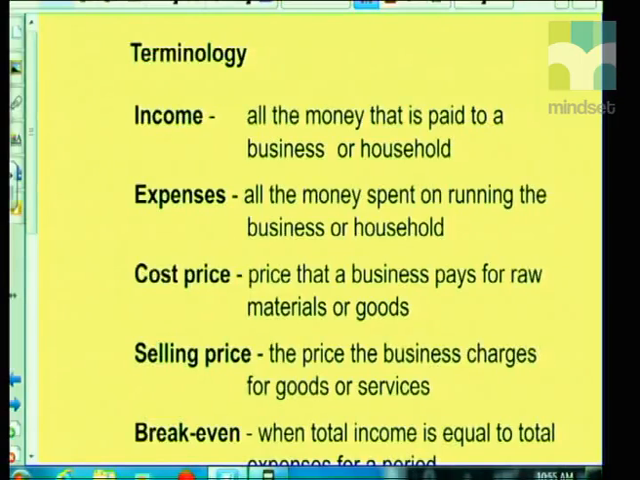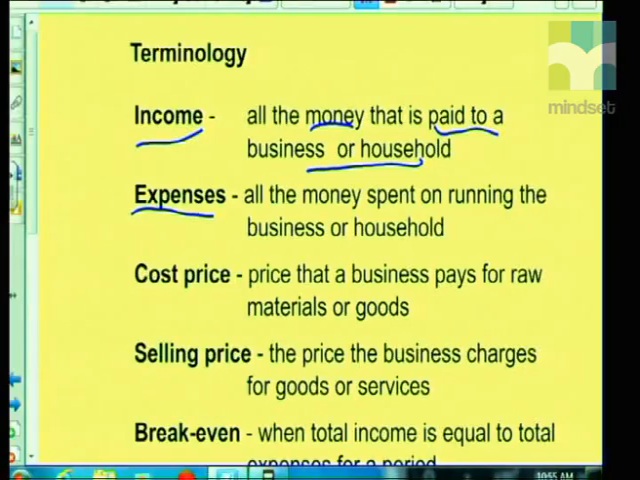Before we get into that discussion, let's revise some terminology. So the first thing we're going to ask is, what is income? Income is the stuff that we like. It's all the money that is paid to a business or a household. Money that comes in, income. Come to me, money, it's coming in. And it's not going out. Well, hopefully not too much is going out.